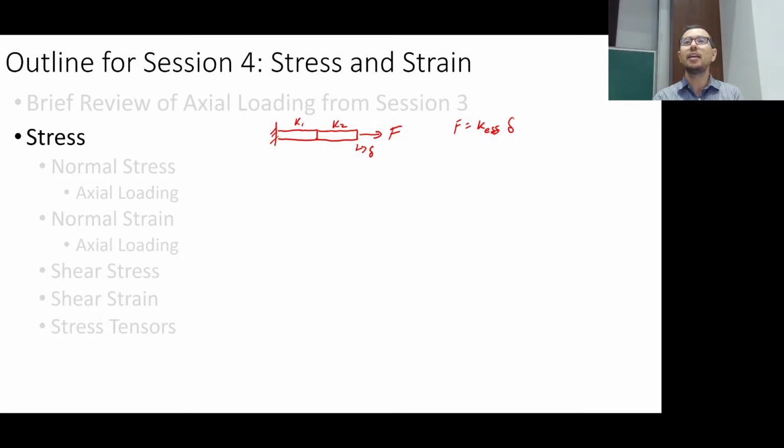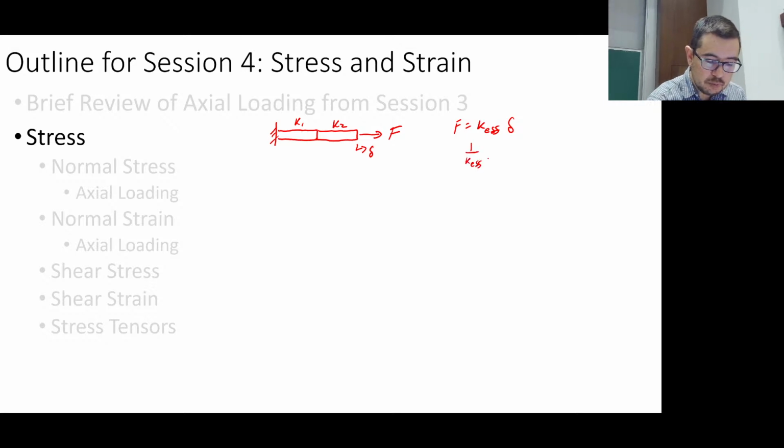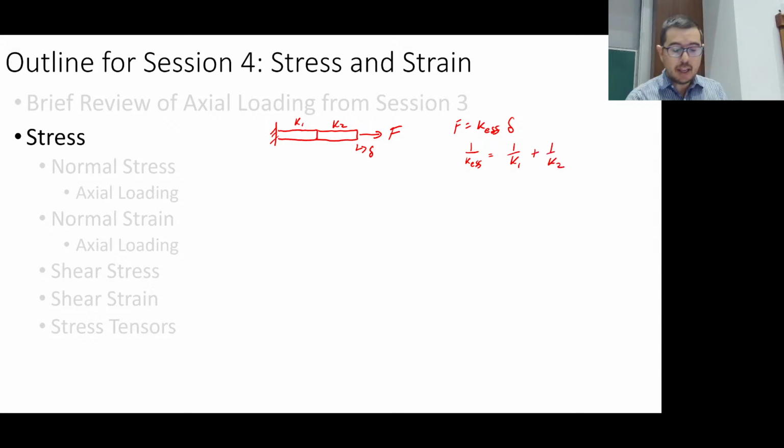Yes? Is it 1 over K1 plus 1 over K2? Okay, so 1 over K effective is going to be equal to 1 over K1 plus 1 over K2. Yes, okay? And another way that we write that is that K effective is equal to K1 K2 over K1 plus K2.